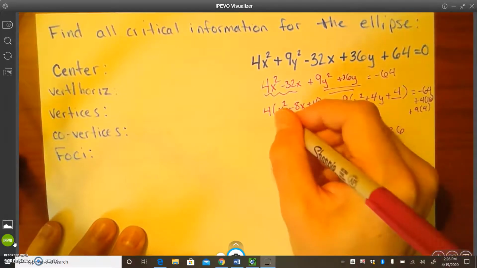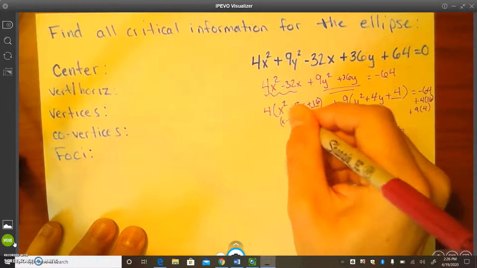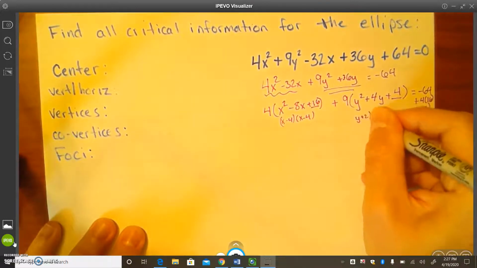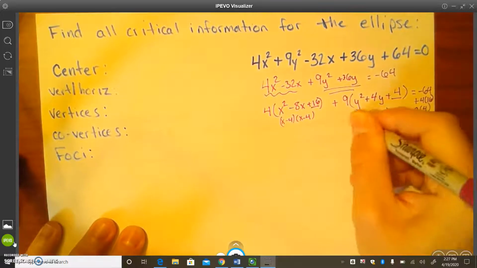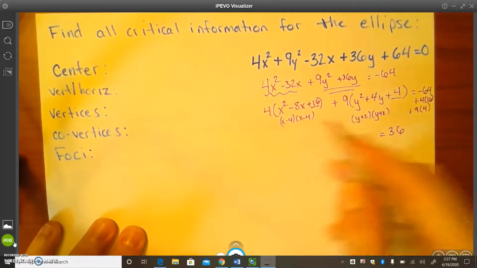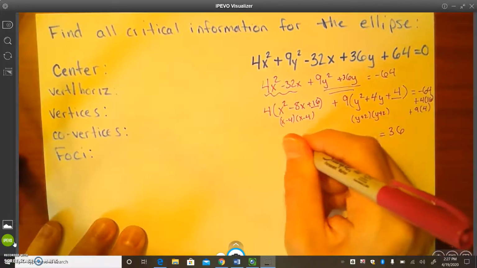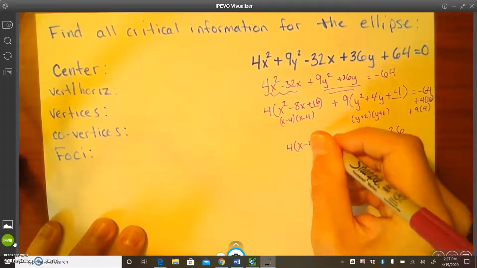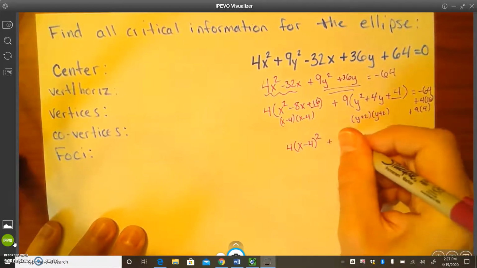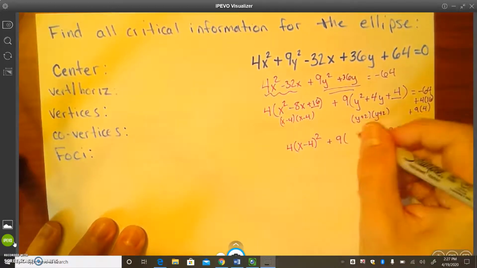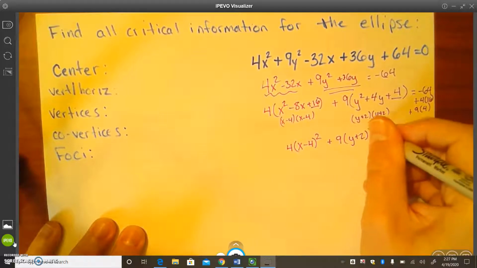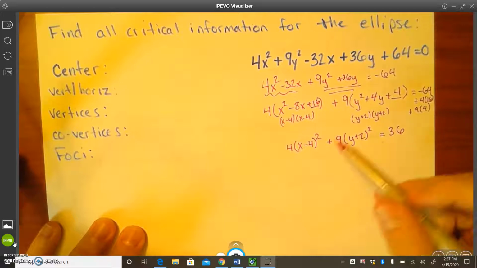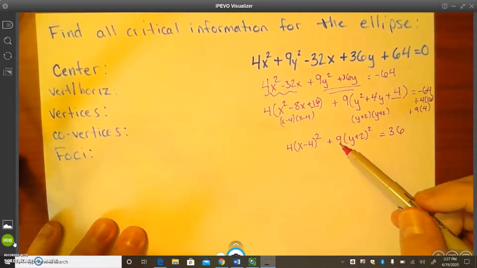This is going to break up into an x minus 4 and an x minus 4, and this is going to break into a y plus 2, y plus 2. Okay, so again, we have that 4 that we factored out in front and an x minus 4 quantity squared now. And on the y's, we have the 9 that we took out and a y plus 2 quantity squared now.